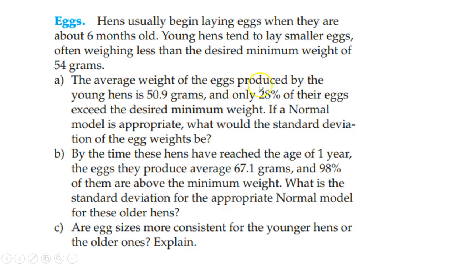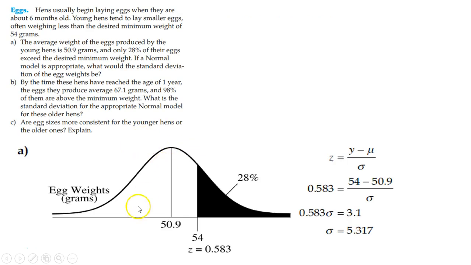So it says the average weight of the eggs produced by the young hens is 50.9 grams, and only 28% of their eggs exceed the desired minimum weight. If a normal model is appropriate, what will be the standard deviation of the eggs? The average weight of the eggs produced by a young hen is 50.9, so we got that. And only 28% of their eggs exceed the desired minimum weight. The normal model is used in order to figure it out.